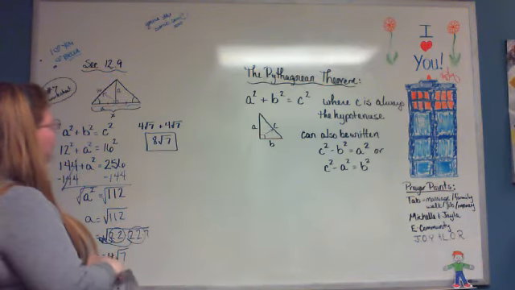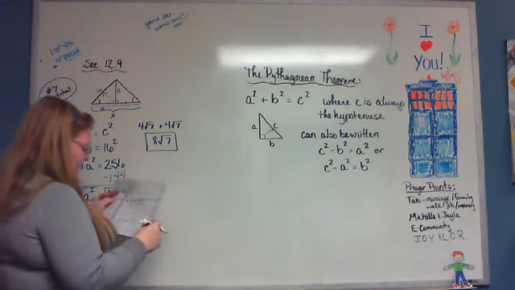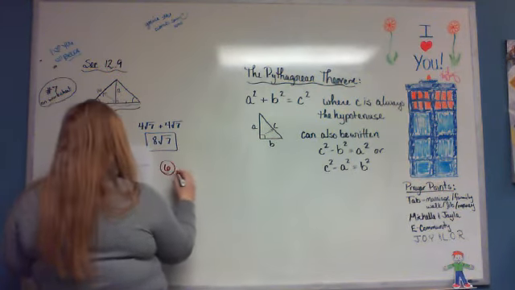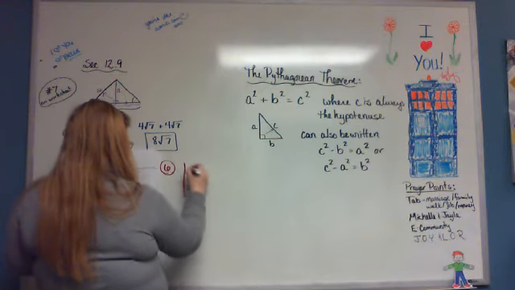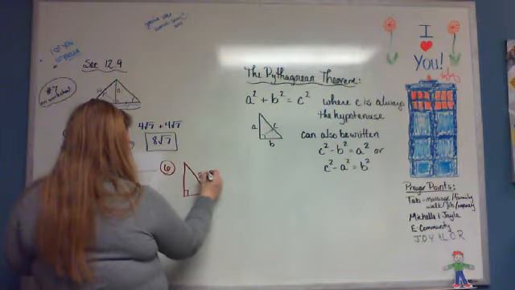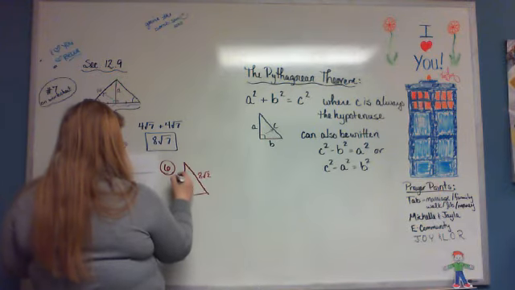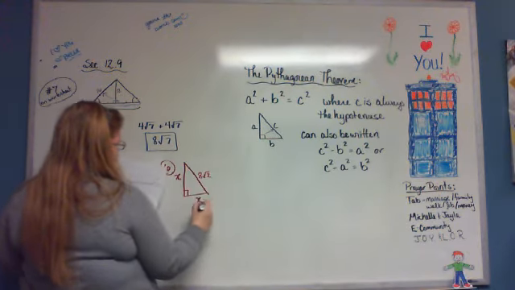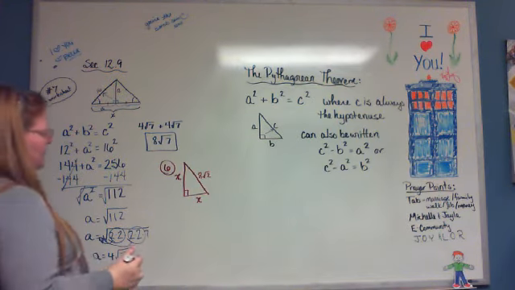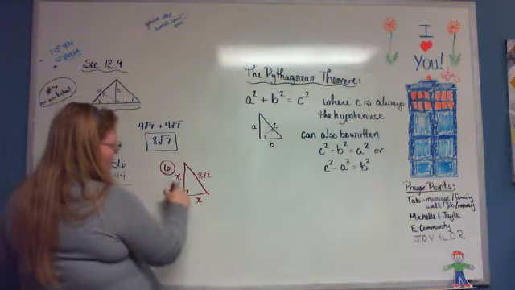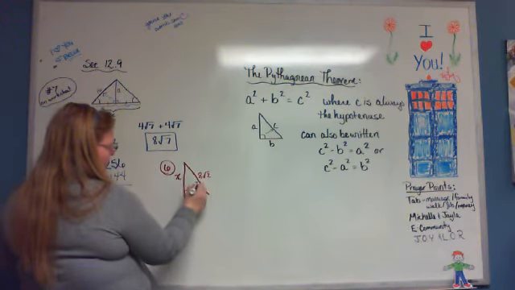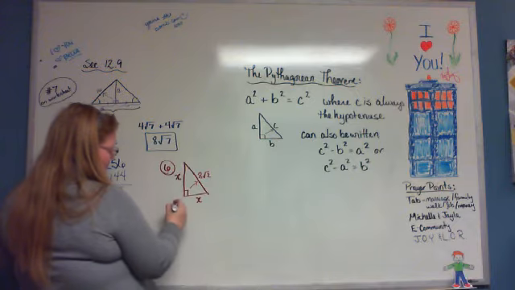So sorry. Let's look at number 6. It looks like it's going to be hard. They call this X and this X, which means they must be the same length because they call them the same thing. Which one is my hypotenuse, though? Well, yeah, it's the 8 square roots of 2.